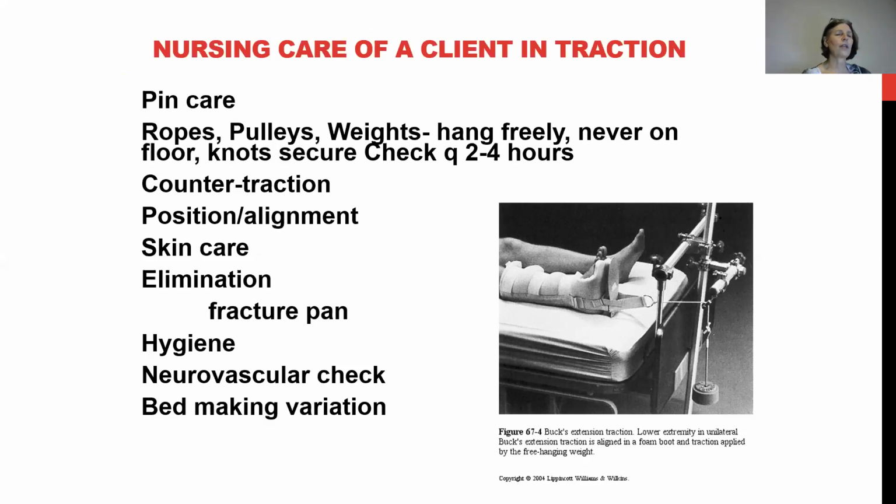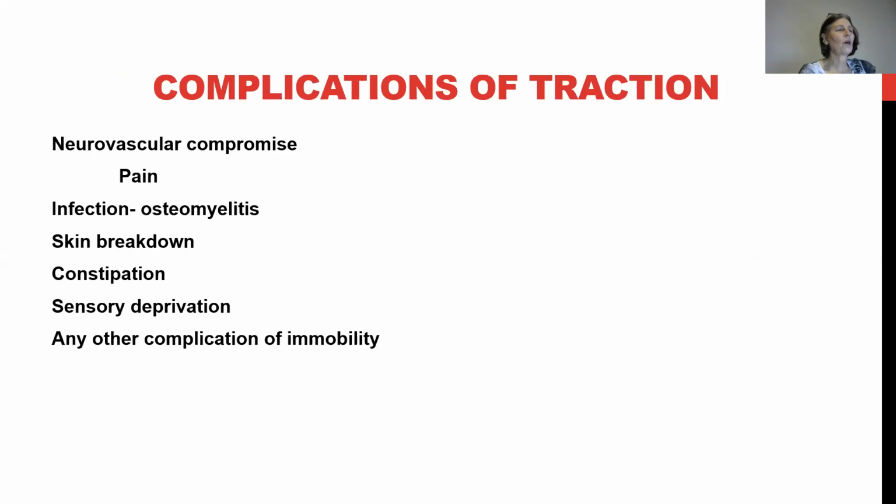And then, of course, they're going to have regular good hygiene and neurovascular checks. They still have a broken bone, and they still require neurovascular checks every couple hours. And we've already talked about bed making variations. So again, the complications of traction are not unlike the complications of a fracture and immobility. So what we're looking at is a lot of the same issues.